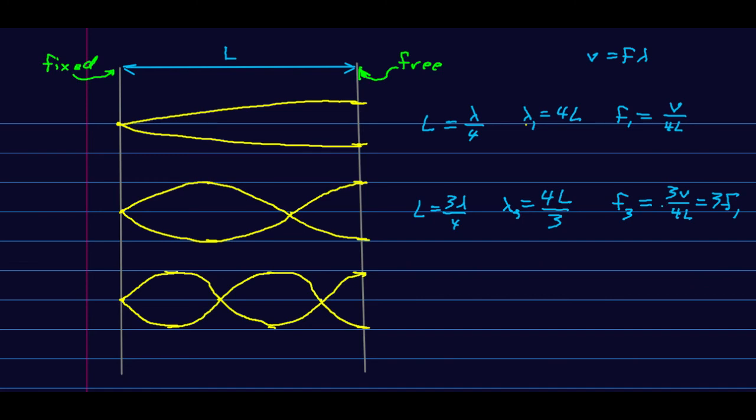What happened to the second? Well, it doesn't exist. You can go through the same argument to see that this one is the fifth harmonic. And so we say that the only modes that this open-closed system has are the odd harmonics. The even harmonics are impossible here.